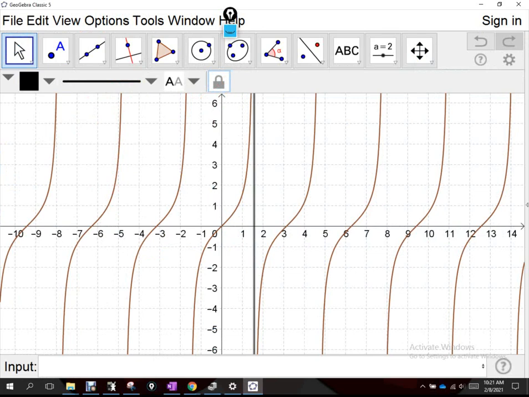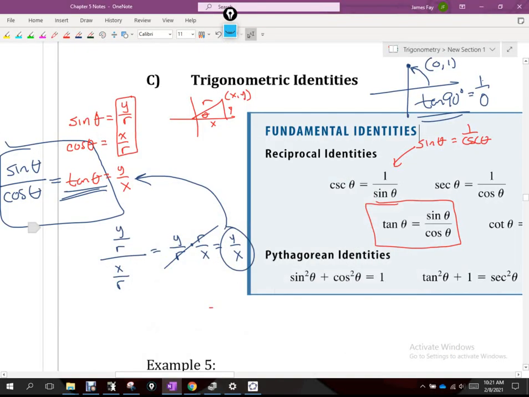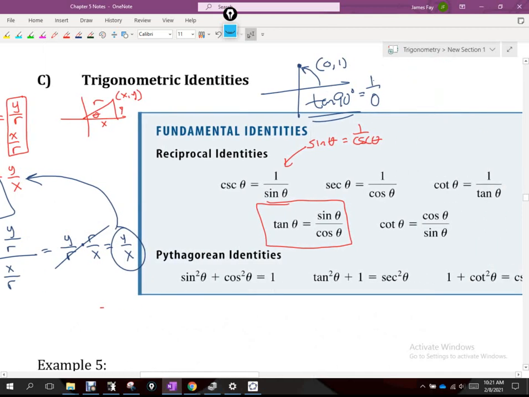Is that okay with everybody? All right. There's other places that happens. 3 pi over 2 happens as well. But that's the tangent expressed in terms of sine and cosine.